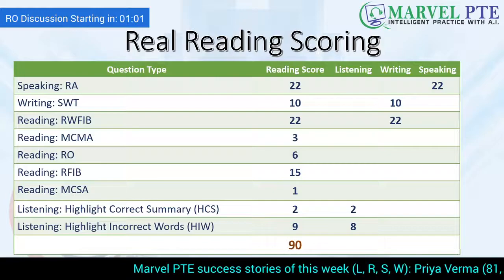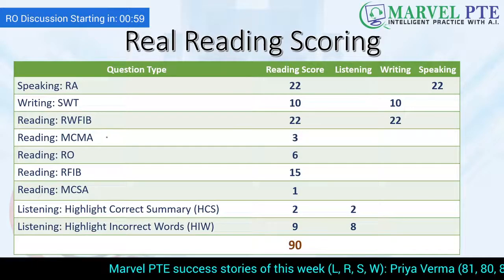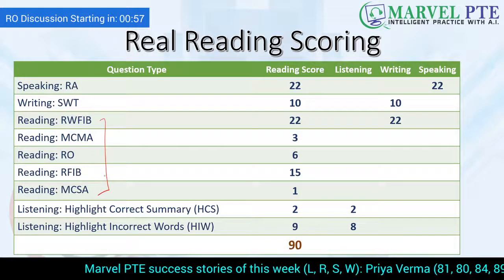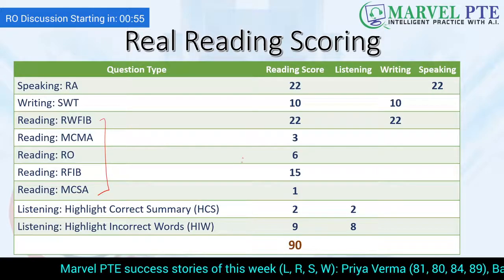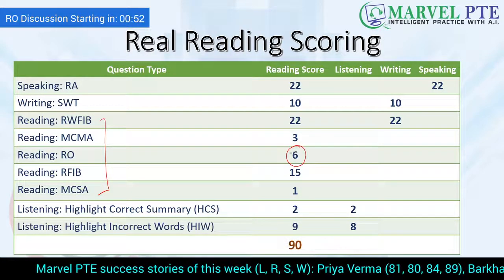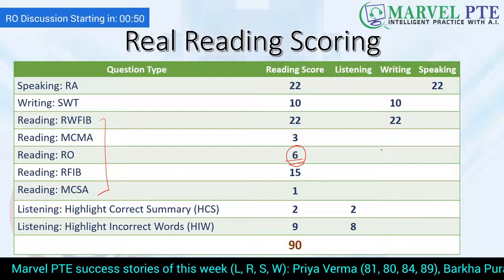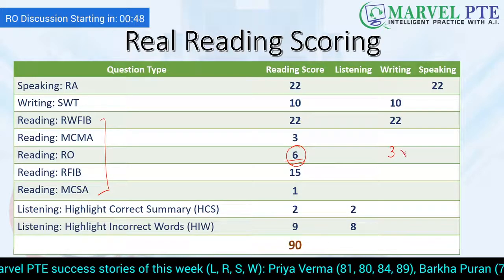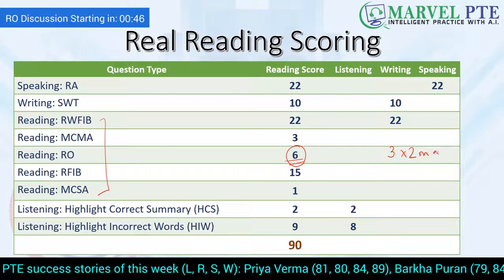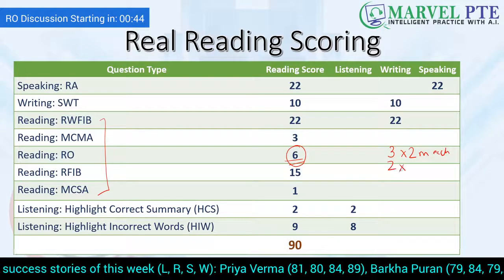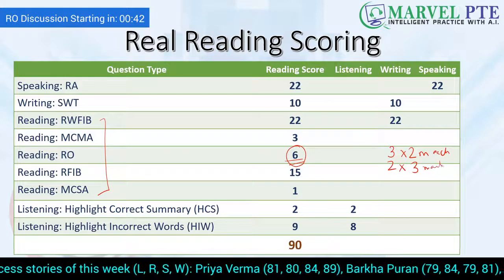So this is the real PTE reading scoring, where you can see that the reading module is just of 47 marks, and from that reorder paragraphs are of 6 marks. So if you are getting 3 questions, it will be 2 marks each, and if you are getting 2 questions, they will be of 3 marks each.